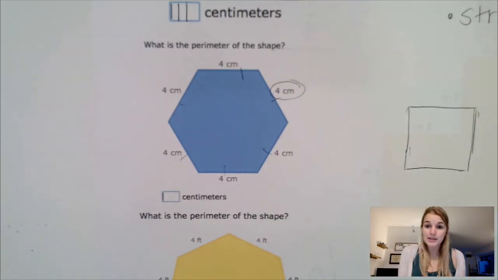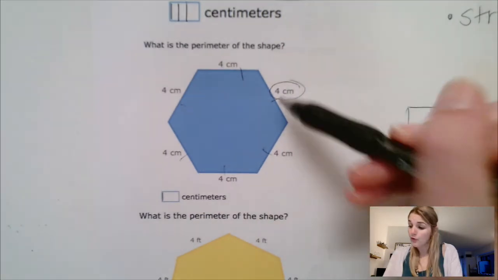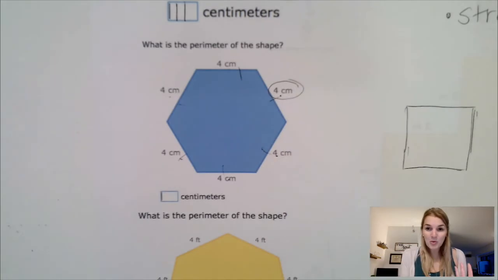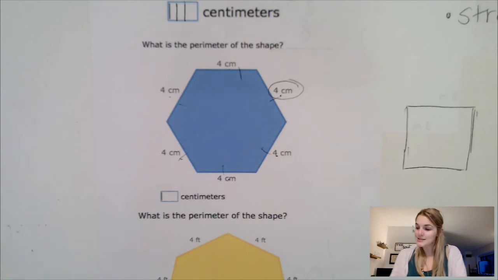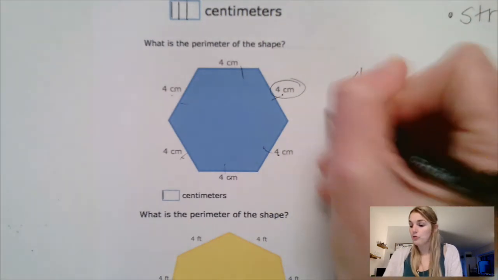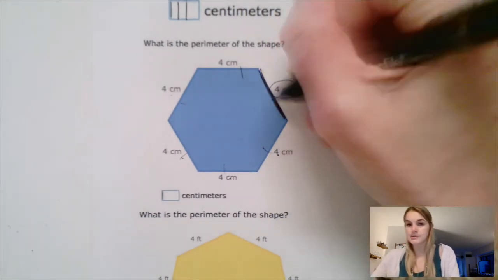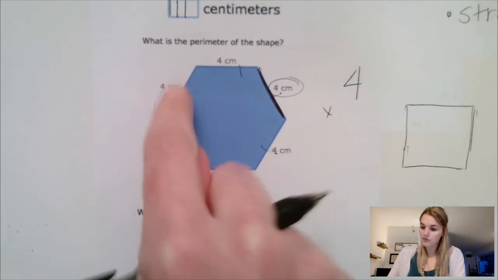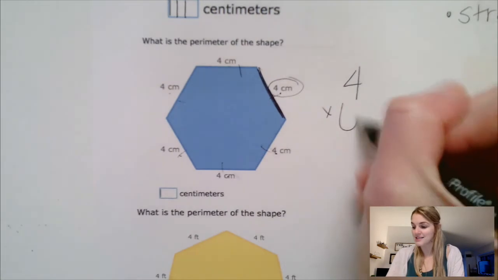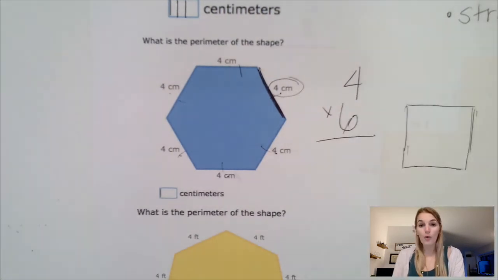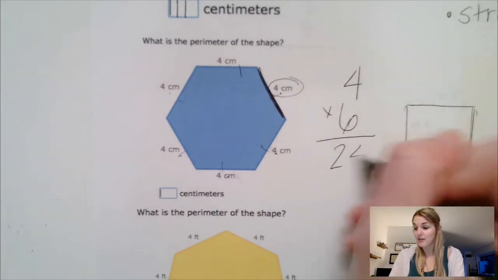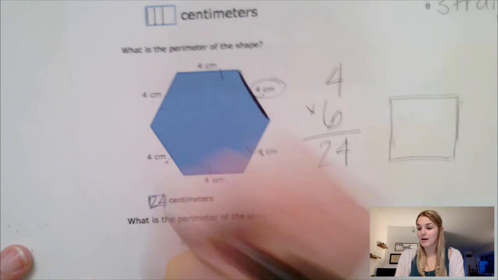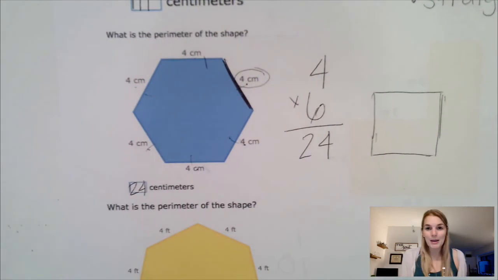Now there's 2 ways I could do this. I could add 4 plus 4 plus 4 plus 4 plus 4 plus 4. Or I know my multiplication facts. So I could say, okay, well, 4 is what one side is, and it's 1, 2, 3, 4, 5, 6 times since it's a hexagon. Well, 4 times 6 is 24. So that shows me the perimeter. Because they're all the same, I'm able to multiply.